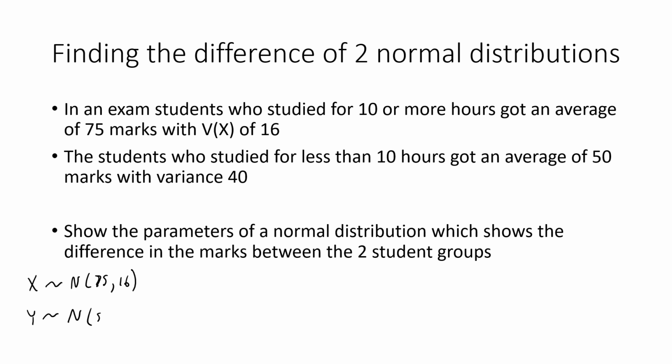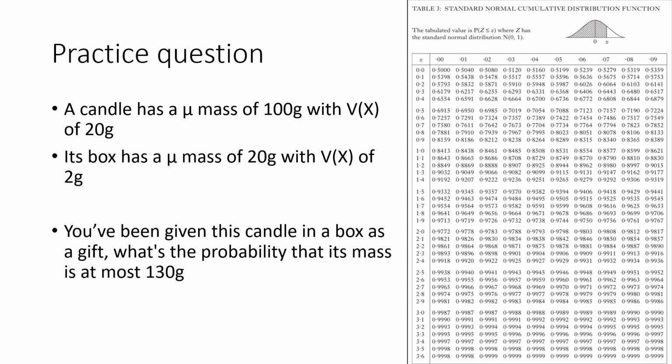Now what we want to do is X minus Y, which gives us a normal distribution, and you take away the two means. So 75 minus 50 is 25. And then what you do with the variances, you add them. That is explained more in the laws of expectation and variance video I covered, but you just add the variances. And as a result, you will get a normal distribution of 25 being the average difference and 56 being the variance. Let's try this following question, which covers everything we've covered in this video.